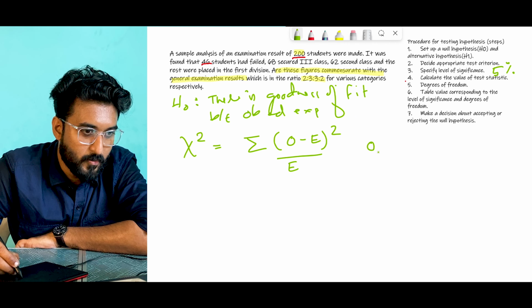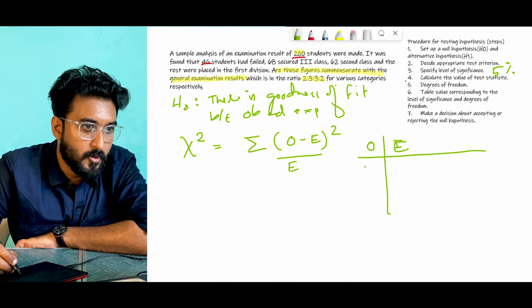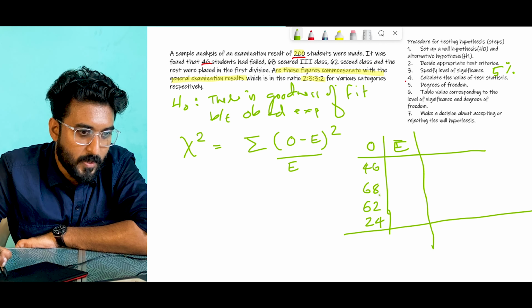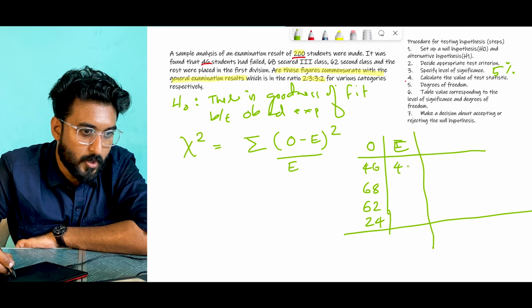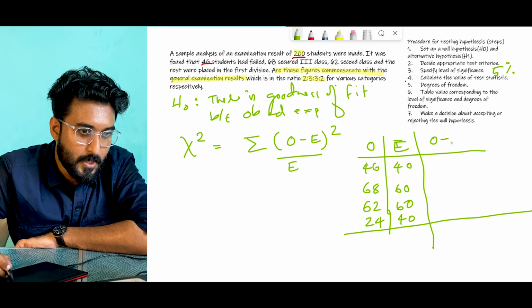What are the observed frequencies and the expected frequencies? The observed frequencies we get here are 46, 68, 62, 24. The expected frequencies, we remember, are 40, 60, 60, 40. For this equation, we need O minus E, and then O minus E the whole square.